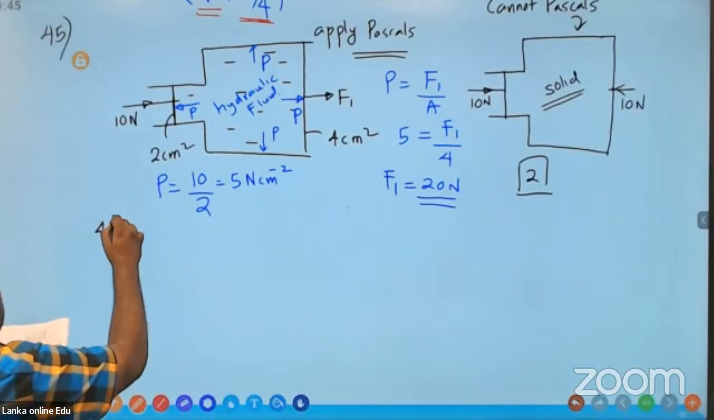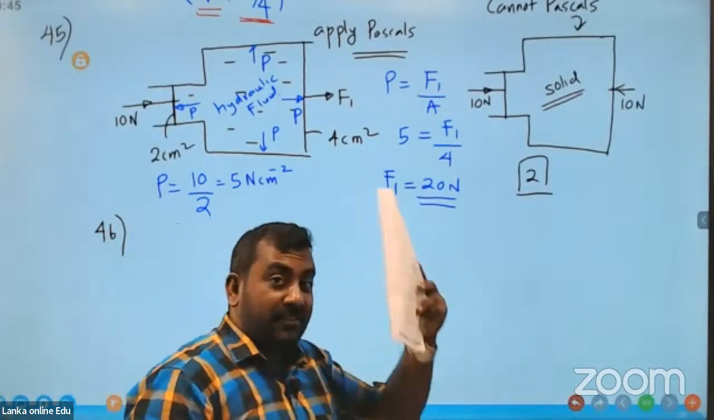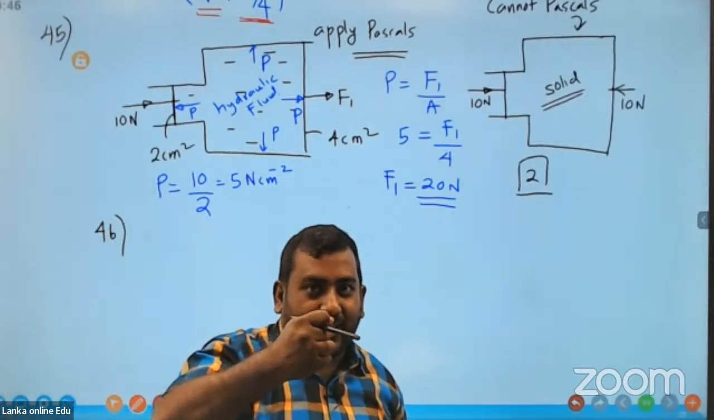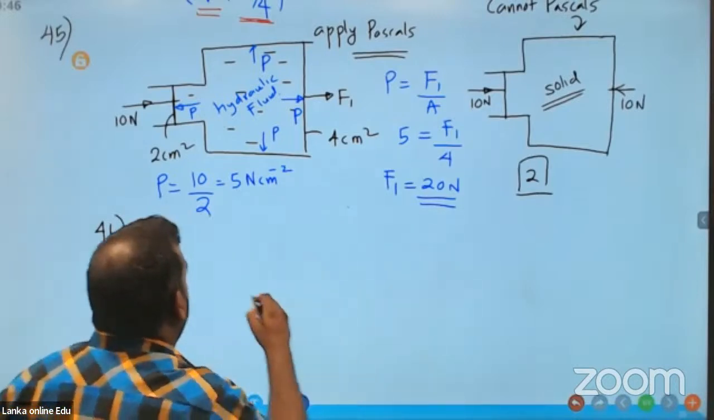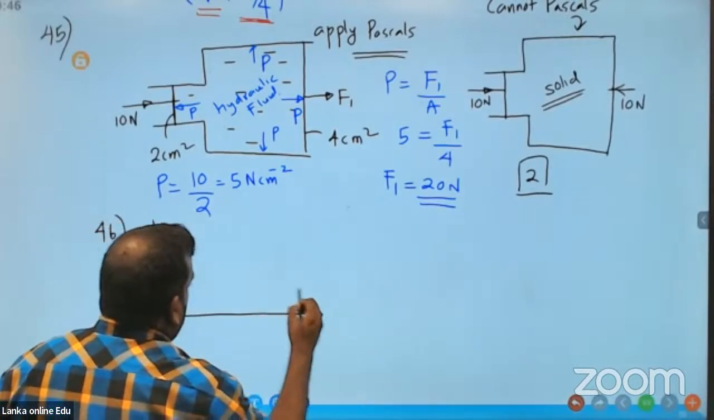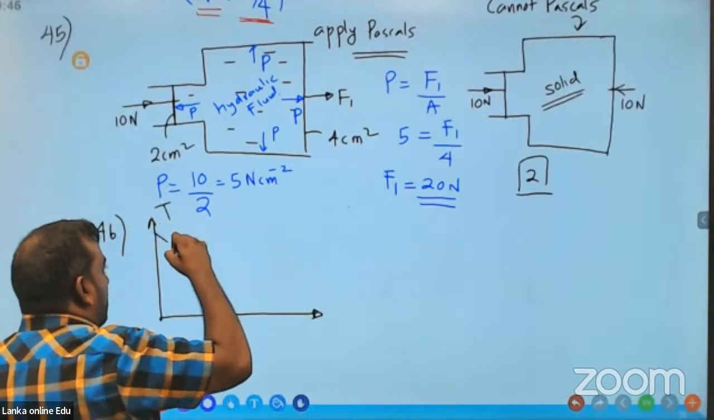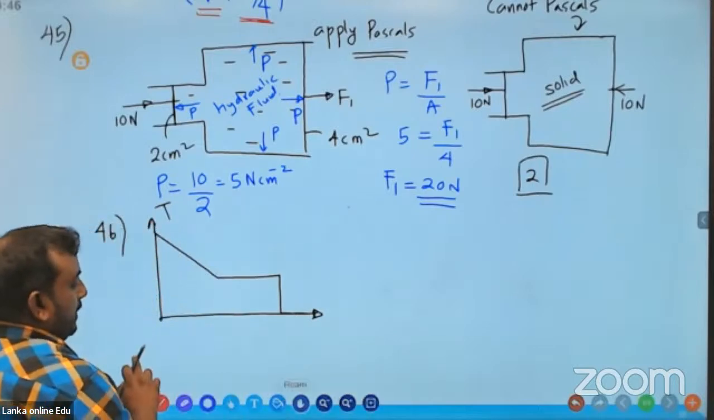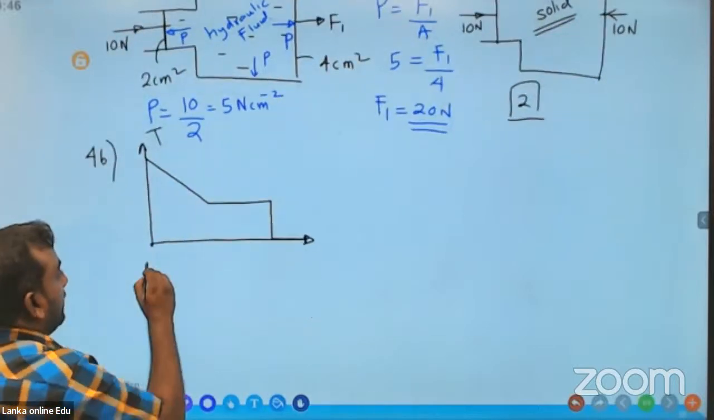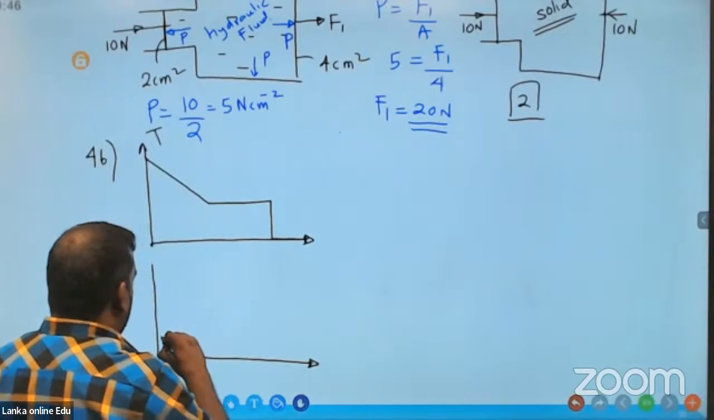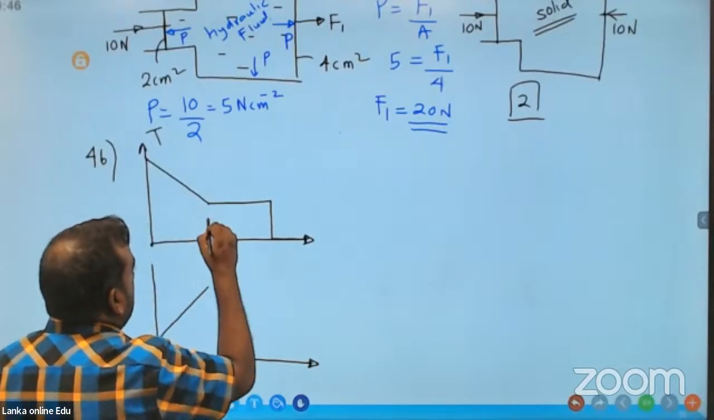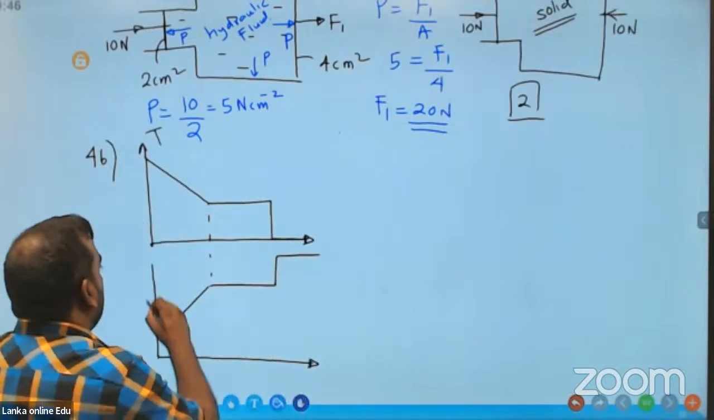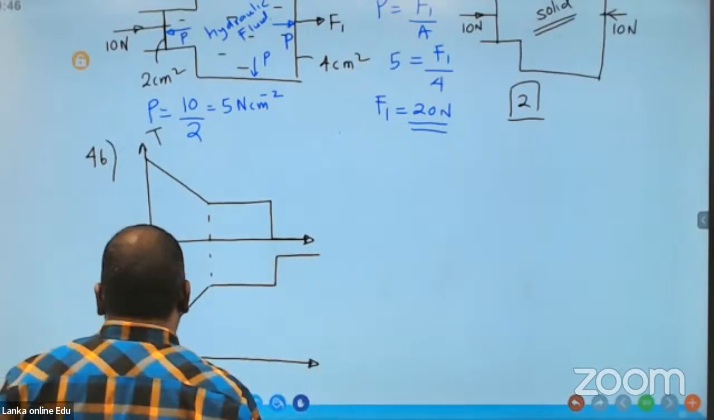MCQ 46. Direct theory. Now the one we learned. When you are immersing a mass into the vessel, what happens? Tension will reduce. I hope you remember. Tension reduces, then constant, then drops. What about the reaction scale? Reaction scale will increase, then constant, then sudden rise. That's how your reaction will change with time.